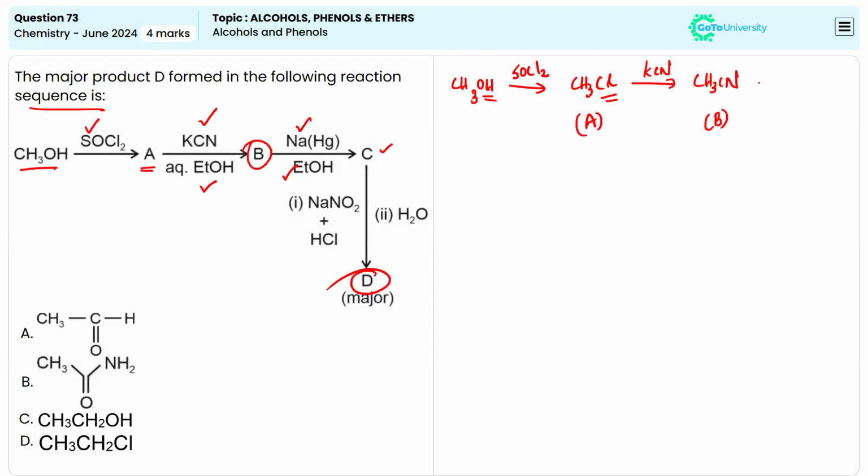Okay, now this B is reacting again with metallic sodium and in presence of ethanol. So the product will be, here the CN group is there, right? So the NH2 group will be introduced and produce CH3CH2NH2, means the product C is ethanamine. Now the C is reacting.